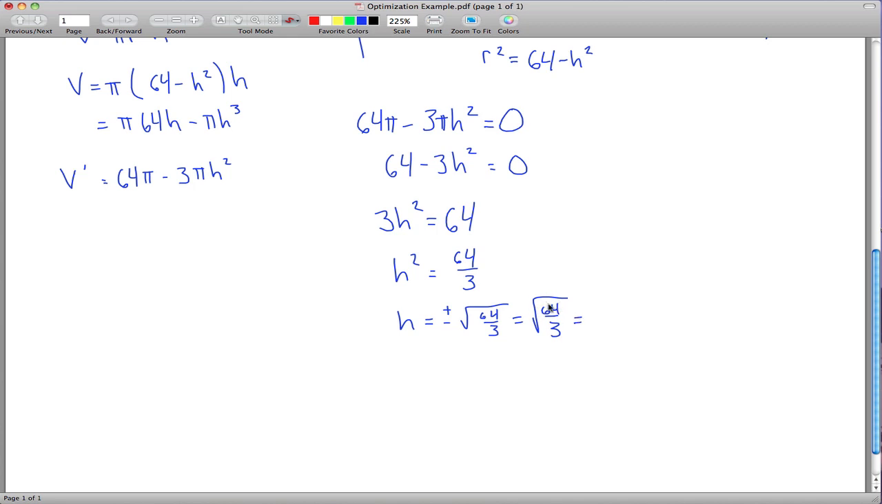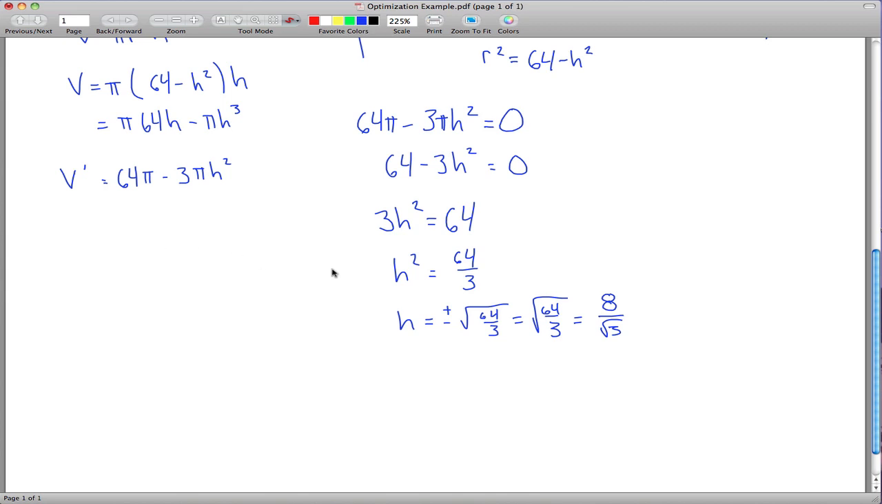And you might notice that the square root of 64 is 8. So if you really want, you can simplify a little bit. You get rid of the radical in the denominator, but frankly I'm fine with it just like this. So maybe we'll call this thing h. This is our optimal height.